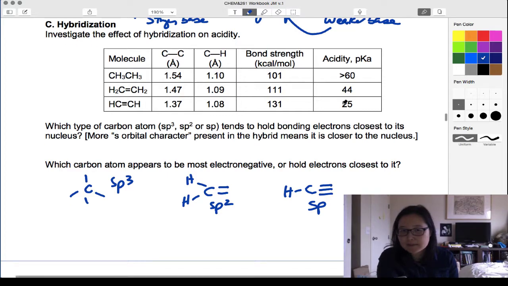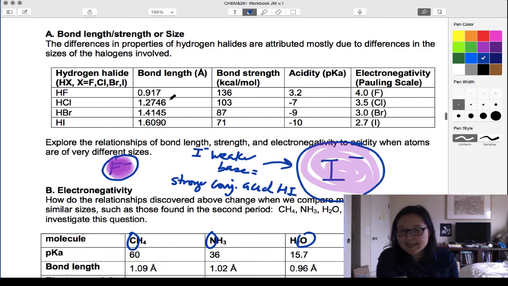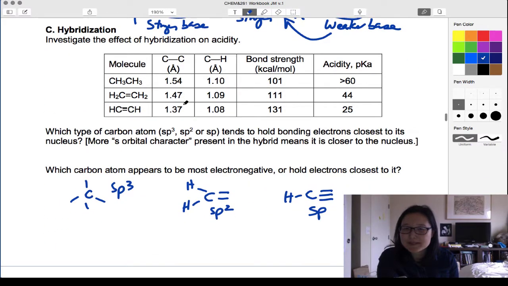So this does not help us the way it did before, where we said the weaker the bond, the more the H can come off, and the greater acidity we have. So we can't use that same explanation here. It's the opposite of what you would think, right? So in this case, we need to consider the conjugate bases and how hybridization factors into all this.